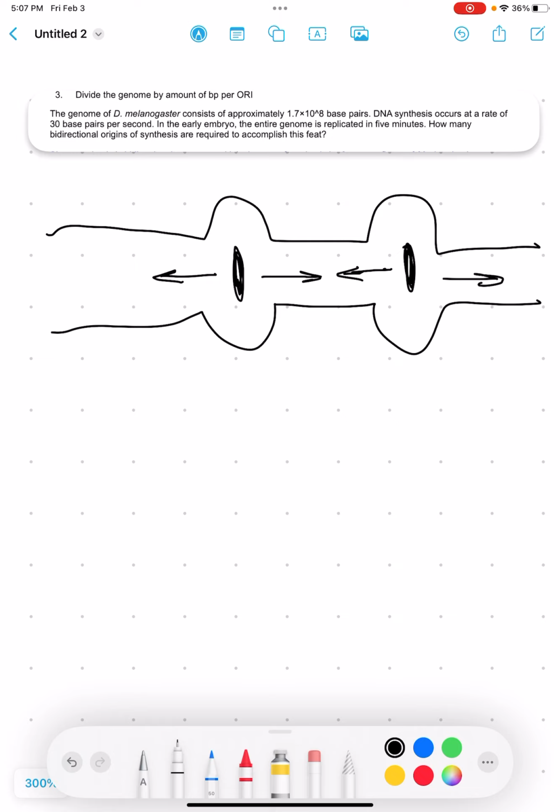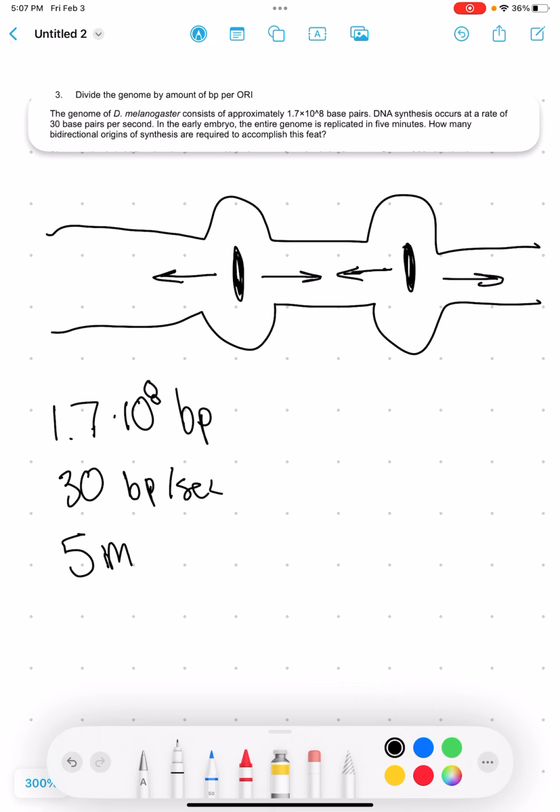So let's write down the information we're given. The entire genome consists of 1.7 times 10 to the 8th base pairs. DNA synthesis occurs at a rate of 30 base pairs per second. And it takes a total of 5 minutes to replicate the entire genome.